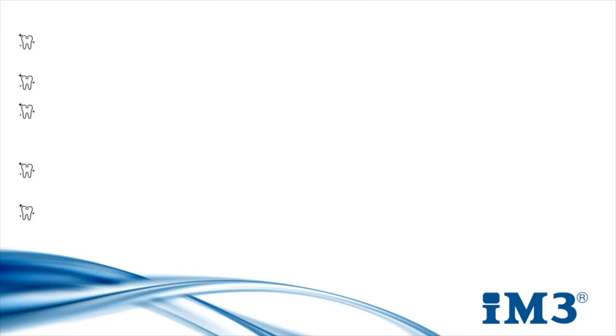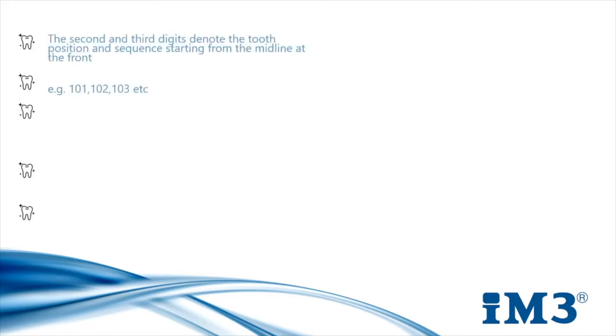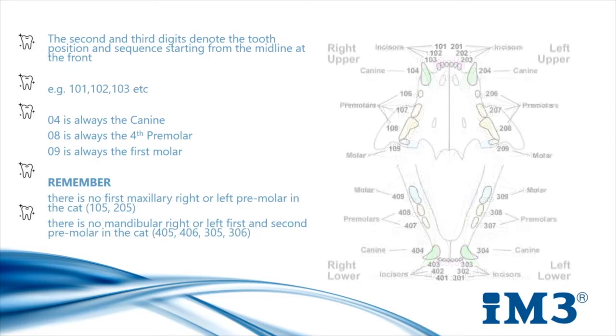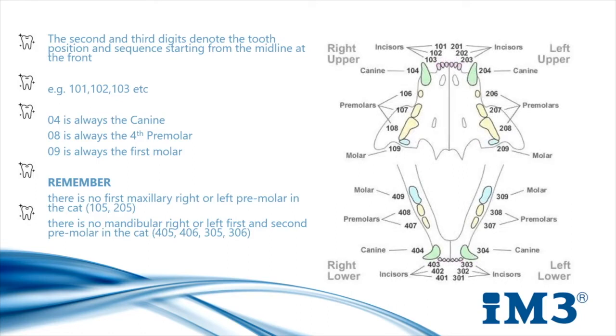To explain the Triadan system further, the first number in the Triadan system always denotes the quadrant, and the second and third digits denote the tooth position and the sequence, which always starts from midline at the front of the patient. For example, with the incisors, we have 101, 102, 103 for the upper right, and for the upper left, we start with our 2s. 04 is always the canine, and then 08 is always our fourth premolar. 09 then is always our first molar tooth.